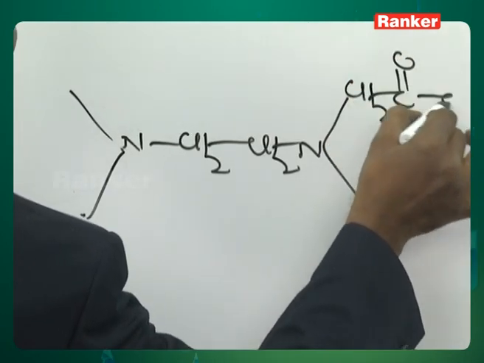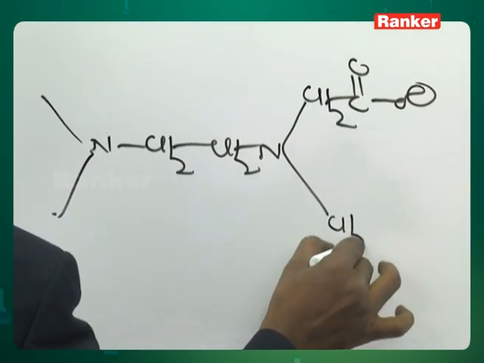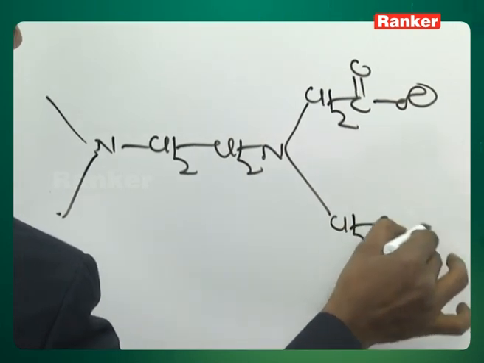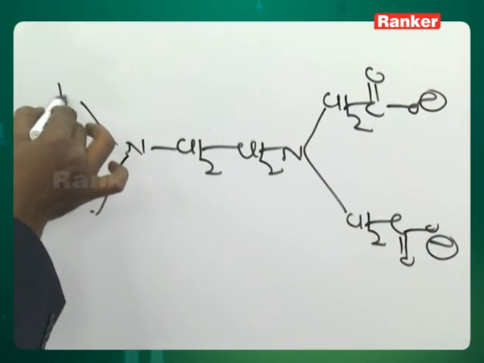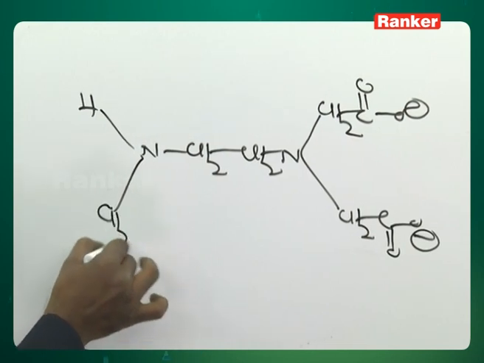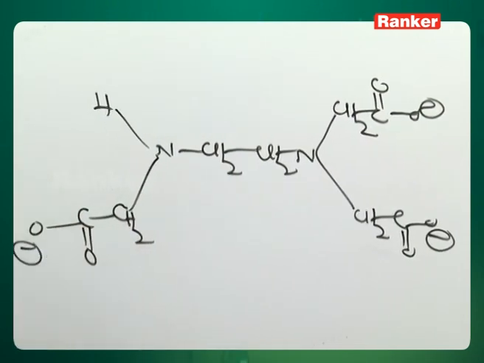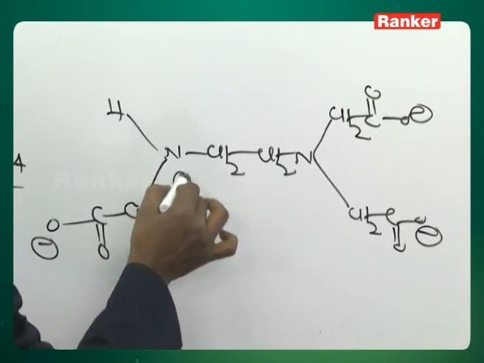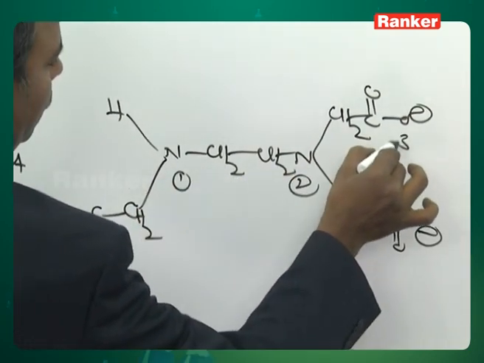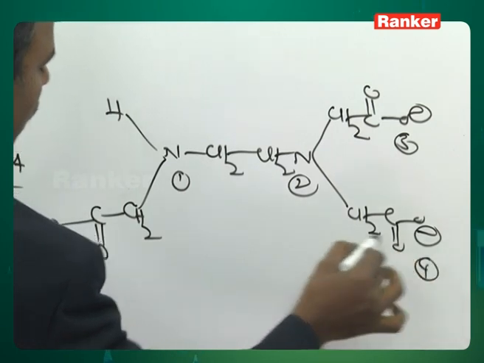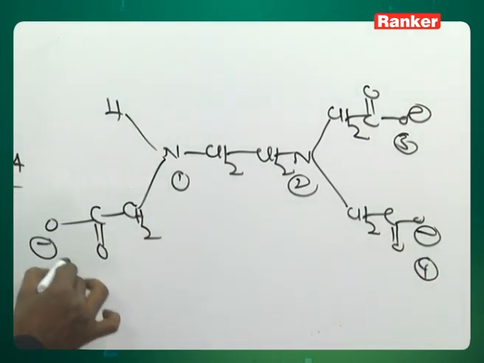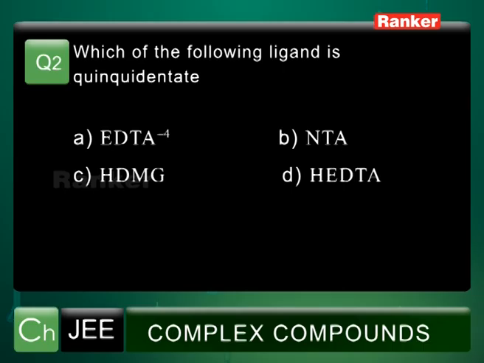C double bond O minus, 1 is H, C double bond O minus. This is what? 1, 2, 3, 4, 5. These are what? HEDTA, pentadentate. Penta means quinque. Therefore, here the answer is D.